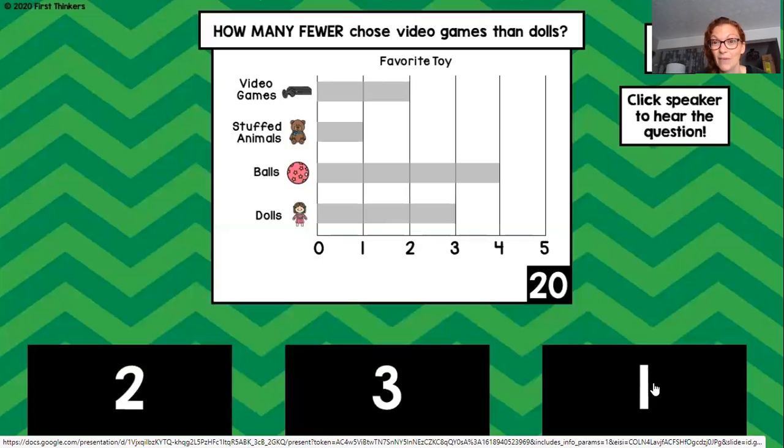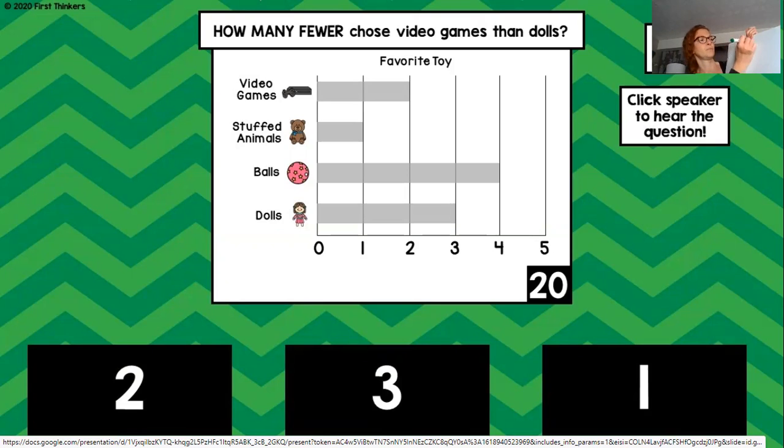All right. Ooh. Instead of how many more, they are asking us how many fewer. All right. Remember, we can solve it the same way as how many more, though, because it gives us the same answer. Let's read the question. How many fewer chose video games than dolls? All right, so we're comparing video games with the dolls. So how many people chose video games?